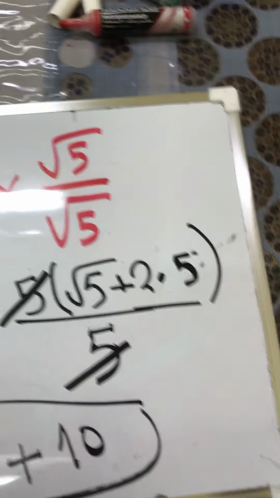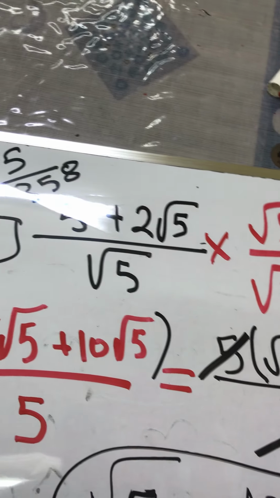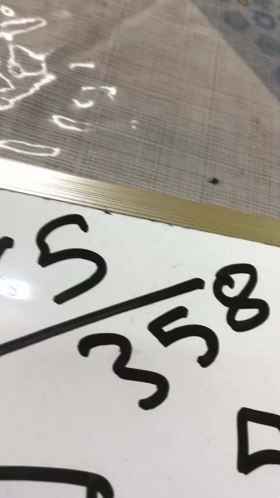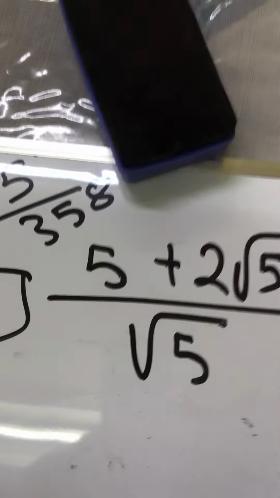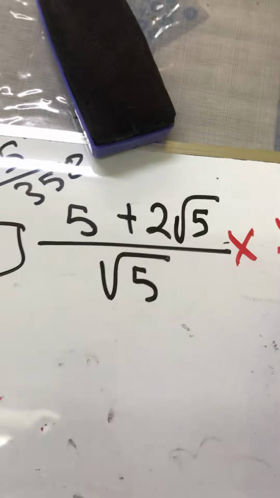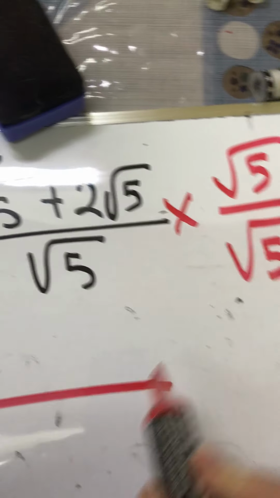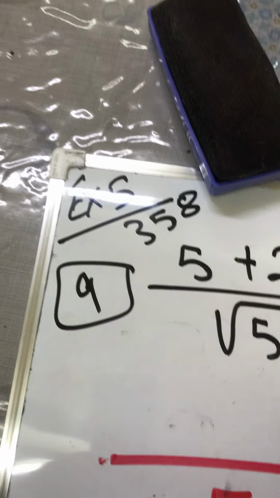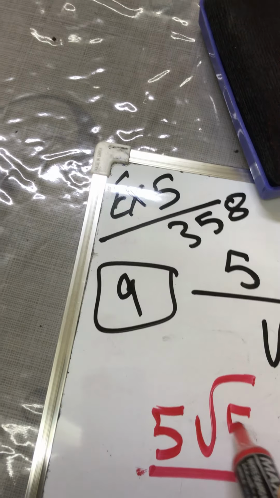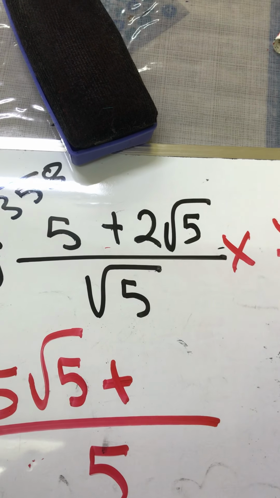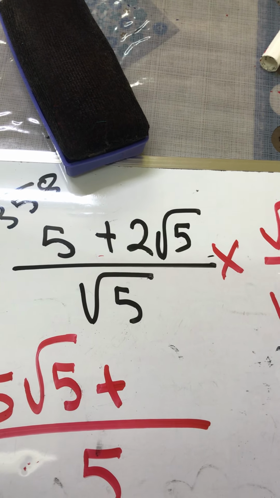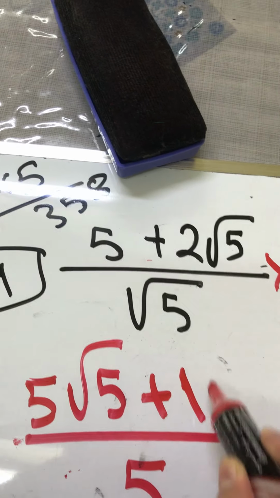I'm sorry. I'm so sorry. There is a mistake. I confused because I use more than one board. In the beginning, again, I'll multiply by square root of 5 up and square root of 5 down. Now, square root of 5 times square root of 5 down equals 5. Up, 5 multiplied by square root of 5. Plus 2 multiplied by square root of 5 times the square root of 5. So it will be 2 multiplied by 5 equals 10.